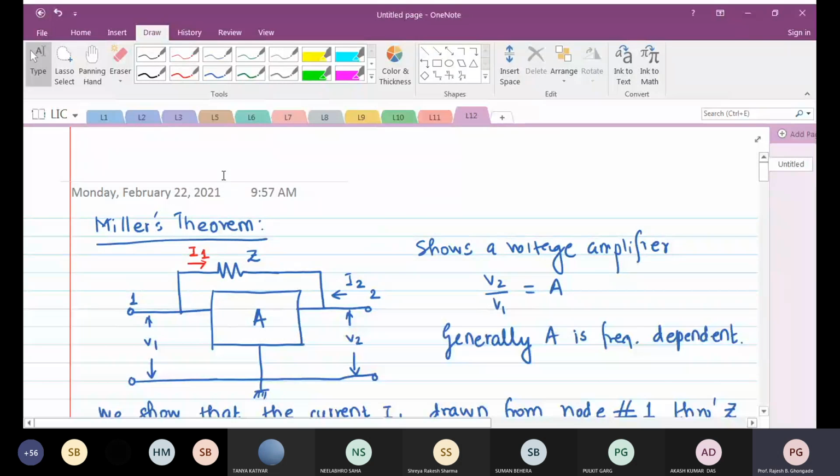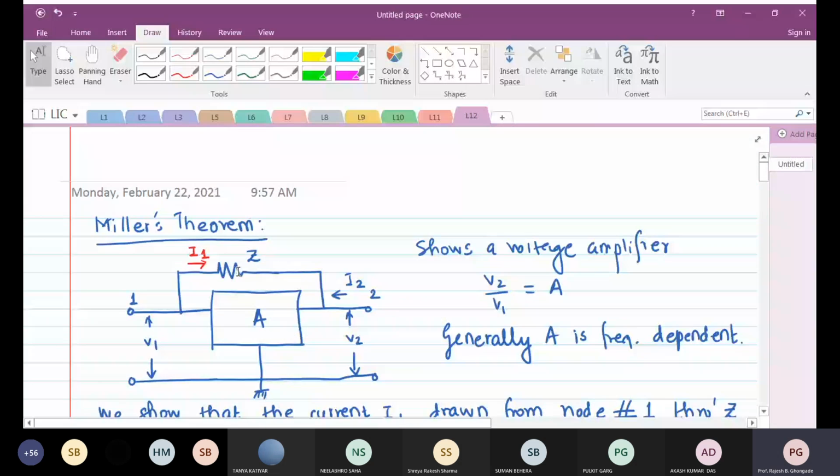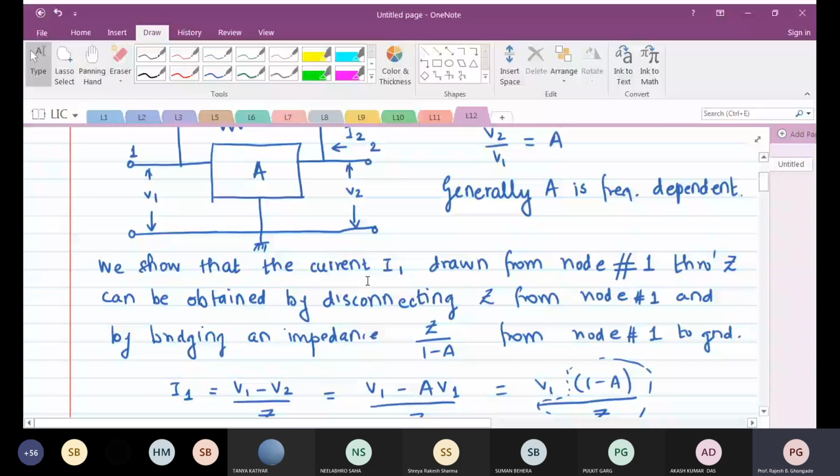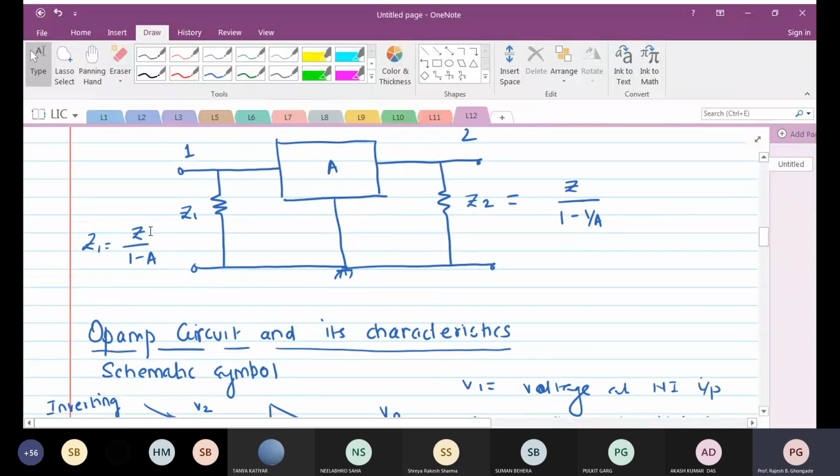But to have a recap of what we have done today, we started our session with what is called the Miller's theorem. So what is the Miller's theorem? It simply tells you that you can break down this impedance which is connected between the input and the output terminals and replace it with two impedances, one at the input to ground, the other between output to ground. The input side is given as Z divided by 1 minus A, where A is the gain of the amplifier. Okay, and the output impedance is given as Z divided by 1 minus 1 by A.